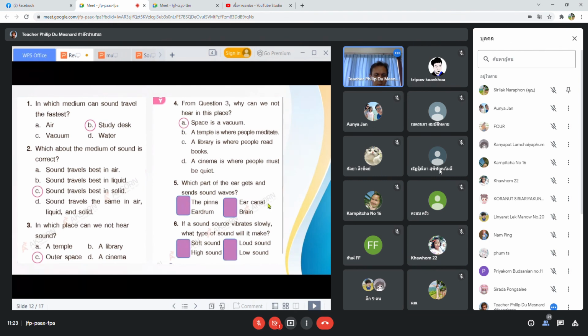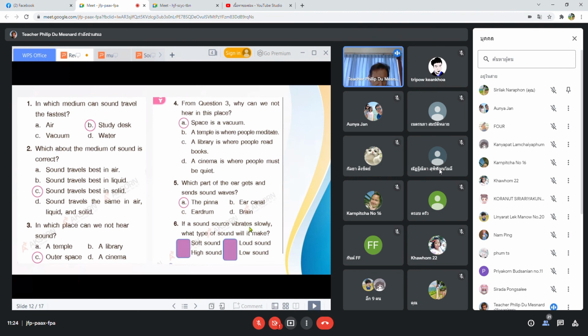Okay. Which part of the ear gets the sound waves? This one is a little harder. Gets and sends sound waves. Oh, I think I know which one it is. I think it has to be the eardrum. No, actually it's the pinna. The pinna is the outside of the ear. This part is the pinna. So actually I would say C, but they say it's A.